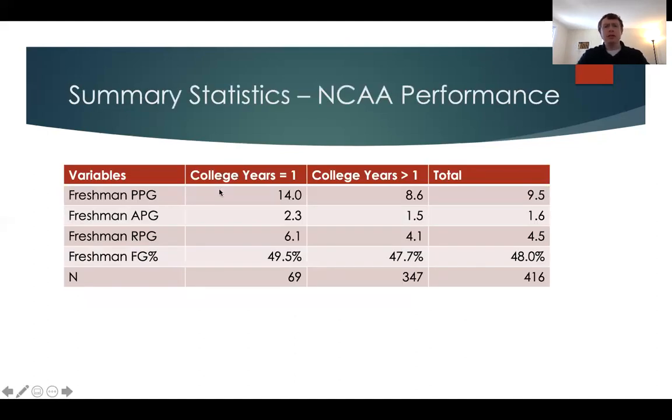First, some summary statistics. And I split this up into players that spent 1 year in college and players that spent more than 1 year in college. And what you'll note in this table is that those players who spent 1 year in college performed much better as freshmen than those players that spent more than 1 year in college. And they have higher average points per game, assists per game, rebounds per game, and higher shooting percentages.